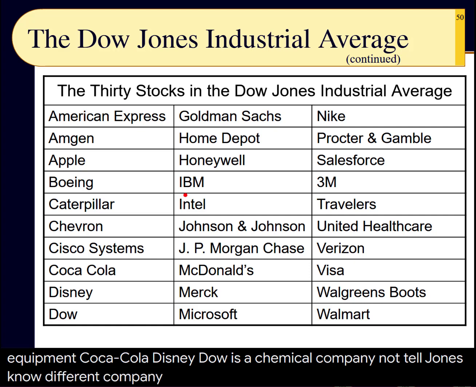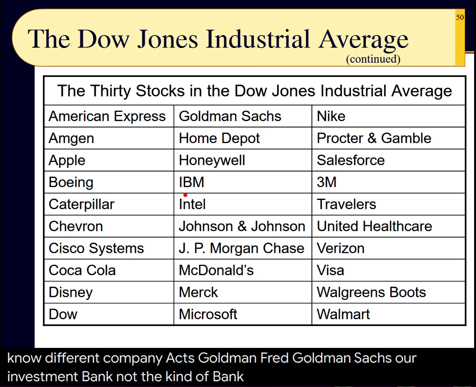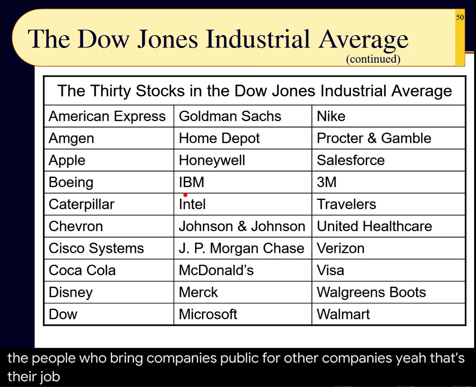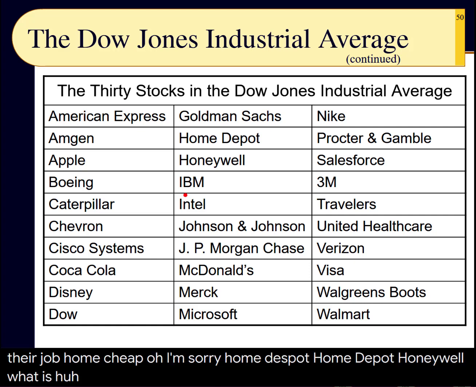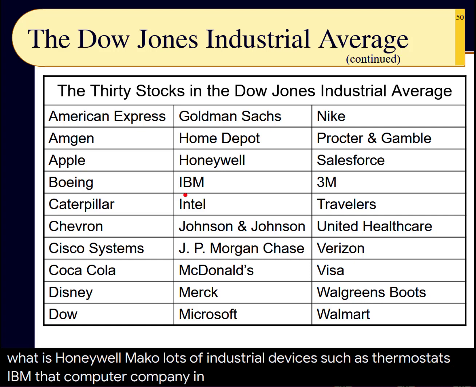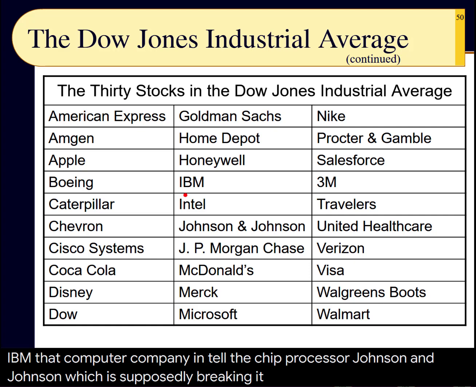Goldman Sachs, an investment bank, not the kind of bank you think of, but these are some of the people who bring companies public for other companies. Yeah, that's their job. Home Depot, Honeywell. What does Honeywell make? Oh, lots of industrial devices such as thermostats. IBM, the computer company. Intel, the chip processor. Johnson & Johnson, which is supposedly breaking itself up into two. JP Morgan Chase, the bank, and other financial services.